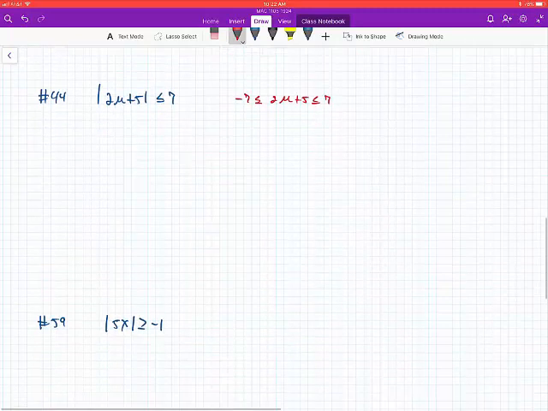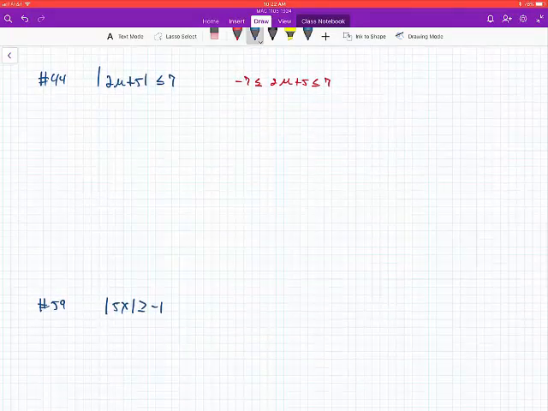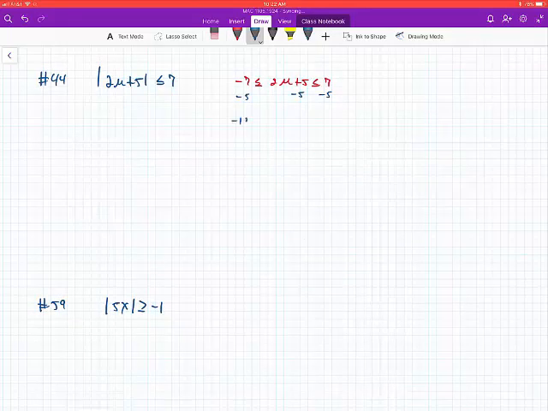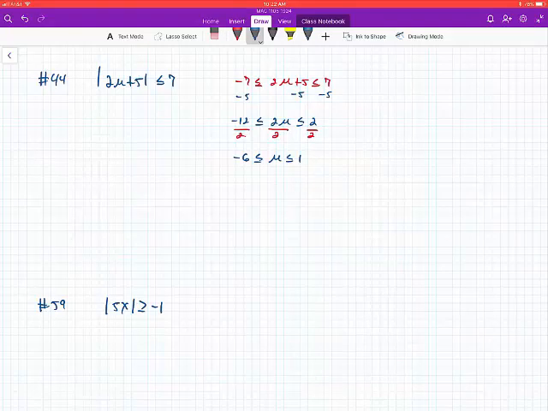So here what I'm going to do is I'm going to subtract 5 from the left, the middle, and the right, which will give me negative 12 is less than or equal to 2u is less than or equal to 2. And then I divide all 3 parts by 2 to get negative 6 is less than or equal to u is less than or equal to 1. And since it's a less than or equal sign, I'm going to get a bracket. So the solution for number 44, absolute value of 2u plus 5 is less than or equal to 7, lies in the interval of negative 6 to 1, including the endpoints negative 6 and 1.